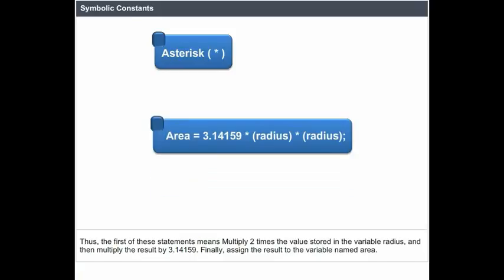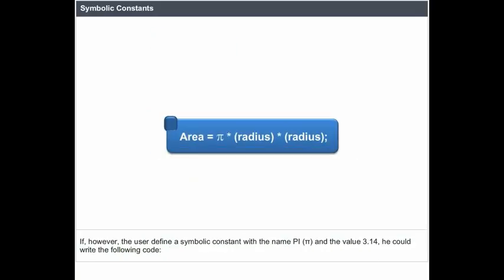Thus, the first of these statements means multiply 2 times the value stored in the variable radius and then multiply the result by 3.14159. Finally, assign the result to the variable name area. If, however, the user defines a symbolic constant with the name PI and the value 3.14, he would write the following code.